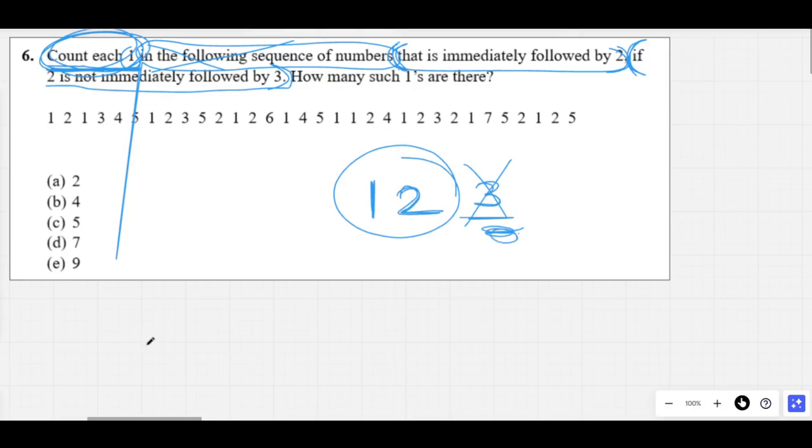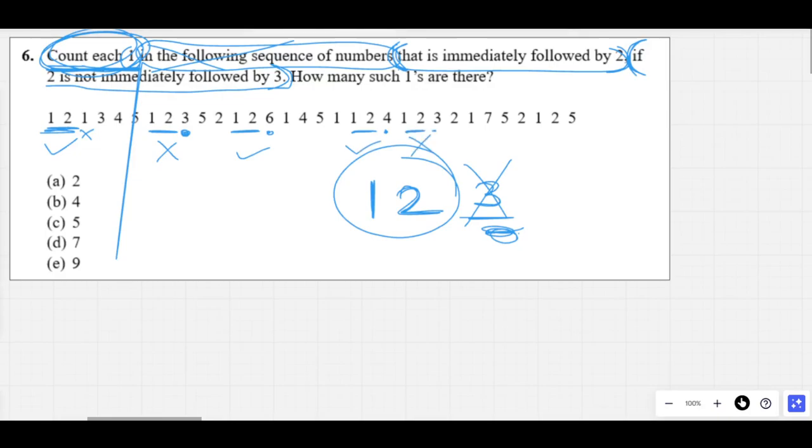Let's see. We have 1, 2 here, which is not followed by 3. So this is counted. 1, 2 here, which is followed by 3 here. So this is not counted. Another 1, 2 here. There's no 3 here. This is counted. 1, 2. There's no 3 here. This is counted. 1, 2. There's a 3 here.